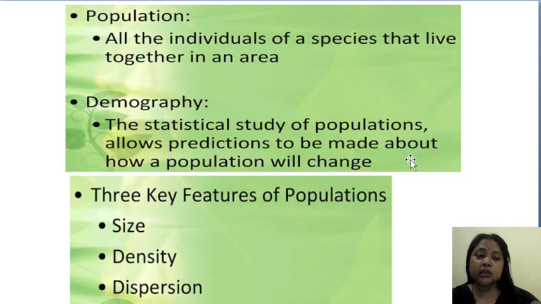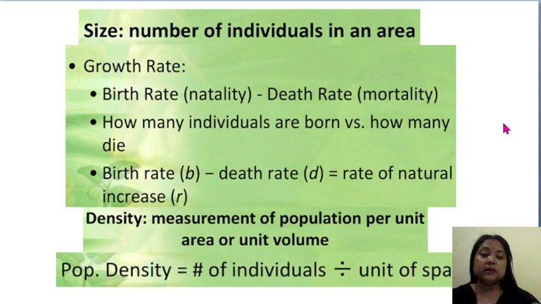There is one branch known as demography. Demography means the statistical study of population, and it allows us to predict how a population will change. There are three key features of populations, the basic three features: size, density and dispersion. First let us discuss size. Size means the number of individuals in an area.